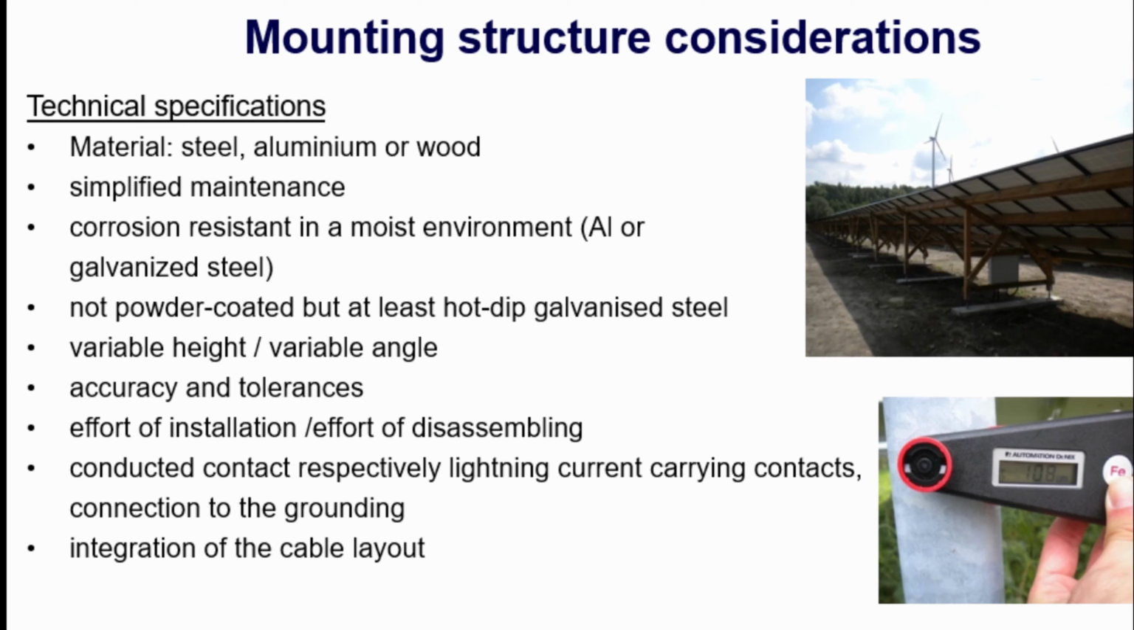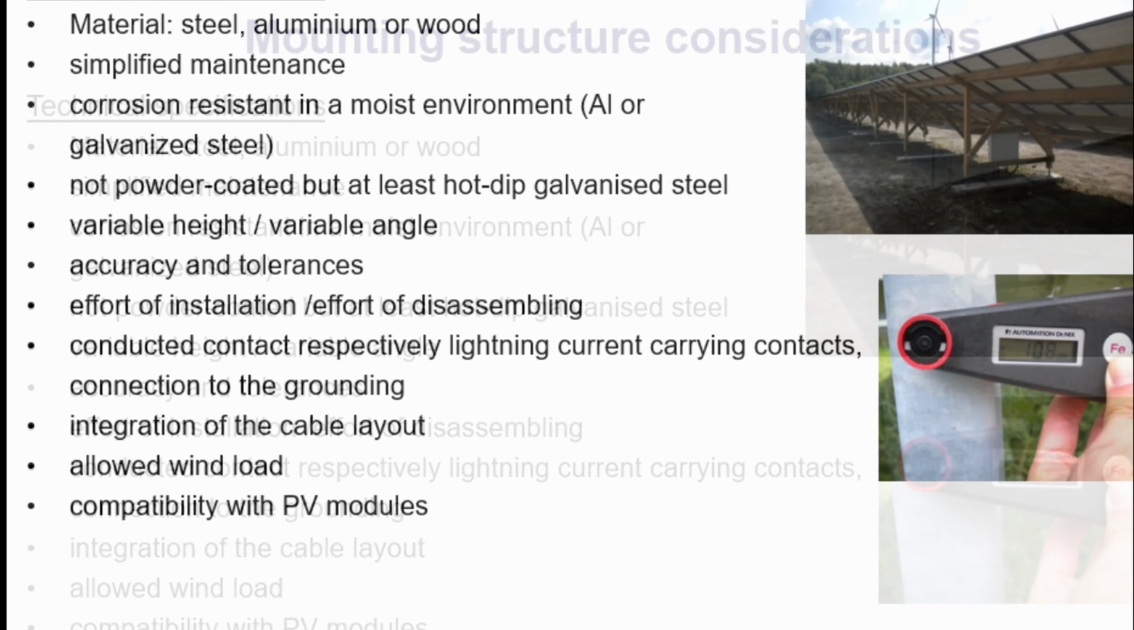Integration of the cable layout. There are different requirements in different countries. For example, in the US, you always have to have the cable within a metallic tube. That's not required in Europe, and so on. This has an impact on the total cost of the system. Wind load is very much site dependent.